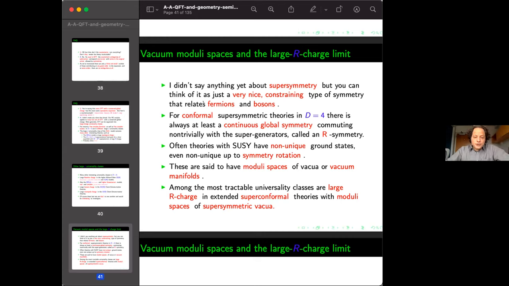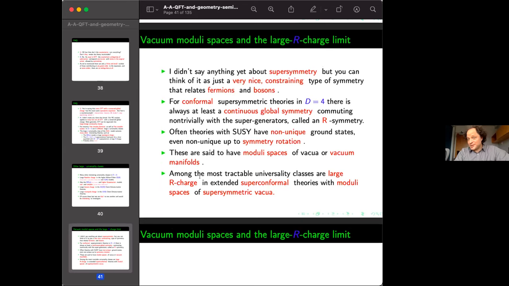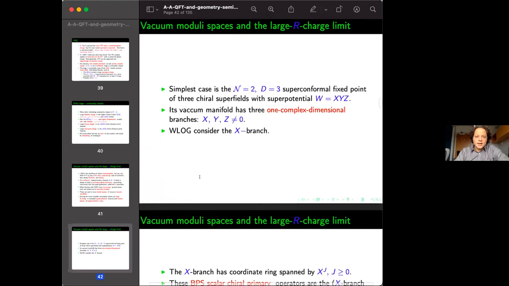And among the most tractable universality classes are large R charge in extended superconformal theories with moduli spaces of supersymmetric vacua. So I'm going to mostly talk about those, though I will come back to the non-supersymmetric examples when I get to the section on confirmation and verification of these expansions. So the simplest case to discuss is the N=2, d=3 superconformal fixed point of three chiral superfields with superpotential XYZ.